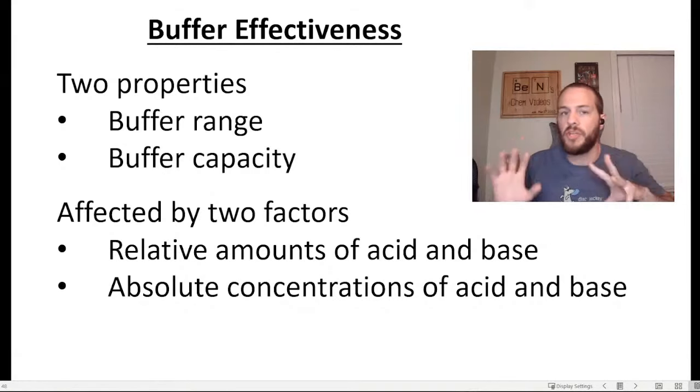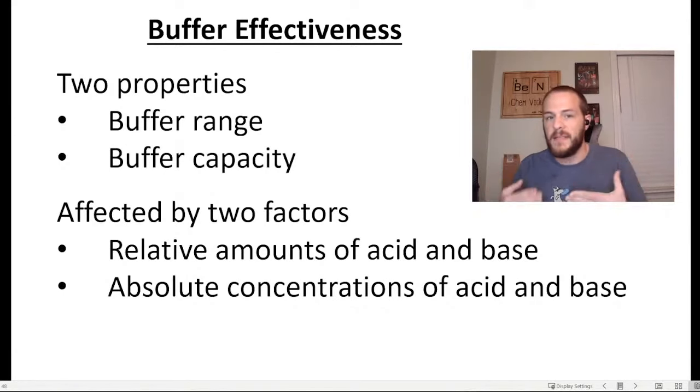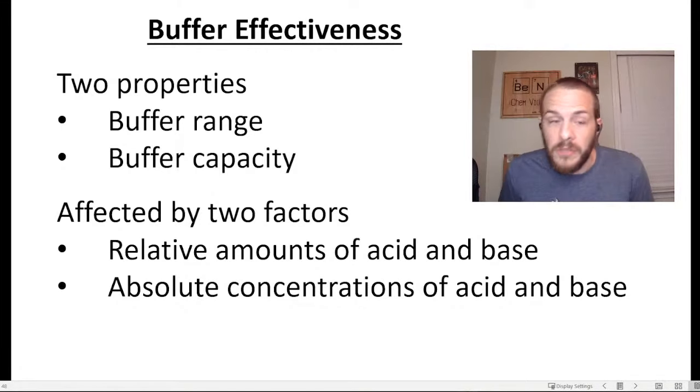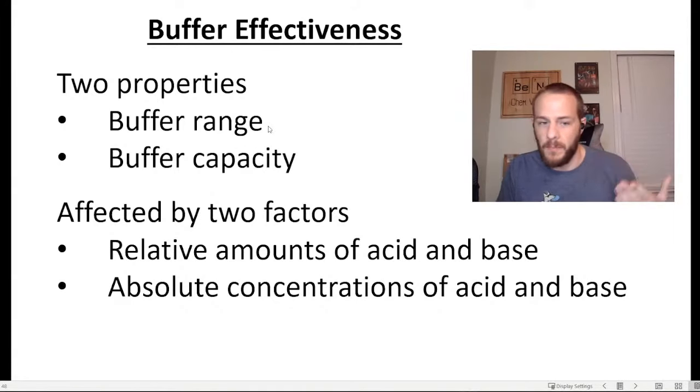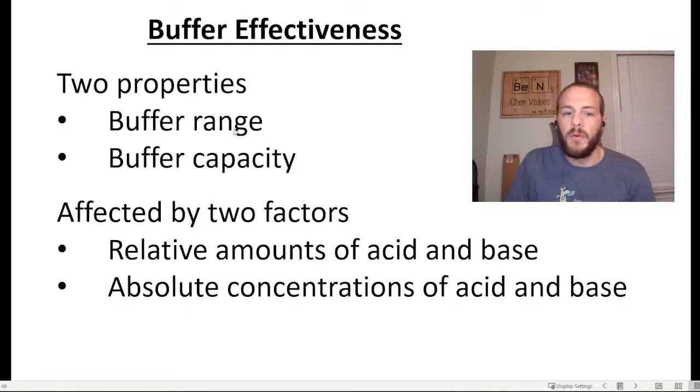Of course, the function of a buffer is to resist changes in pH. And the truth is, not all buffer solutions are created equally. Some buffers are better at resisting changes in pH than other buffer solutions. And there's 2 main properties that we're going to talk about that describe the effectiveness of a buffer. One of them is called buffer range, and the other one is called buffer capacity.